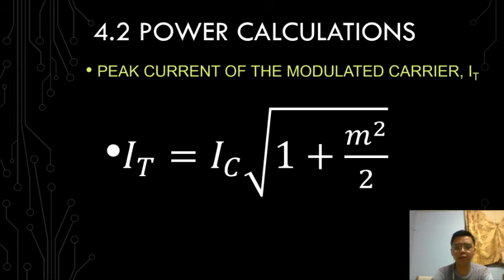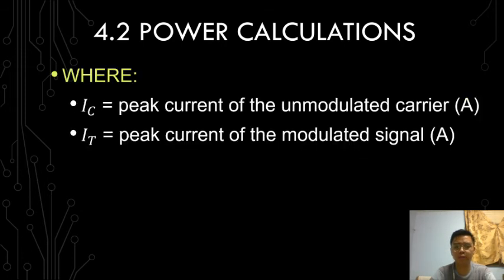I sub T is equal to I sub C times the square root of 1 plus M squared over 2, where I sub C is peak current of the unmodulated carrier, and I sub T is peak current of the modulated signal.